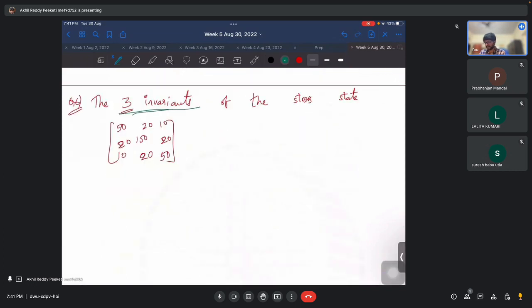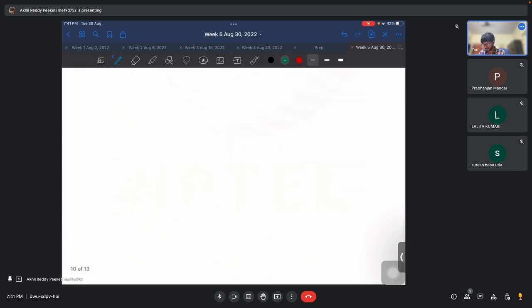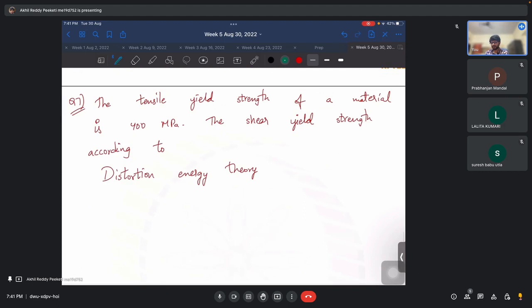Now this question is again on invariants. We have discussed earlier how to calculate the invariants. Similarly you can calculate them: I1 which is the trace, I2, and I3 which is the determinant. Okay. So for this, the formula used earlier will apply. So let's move on to the next question. Now tensile yield strength is 400 MPa. So given sigma Sy is 400 MPa.